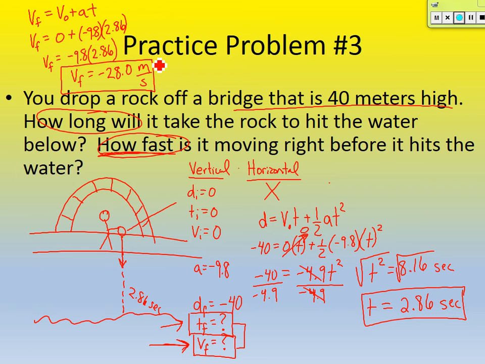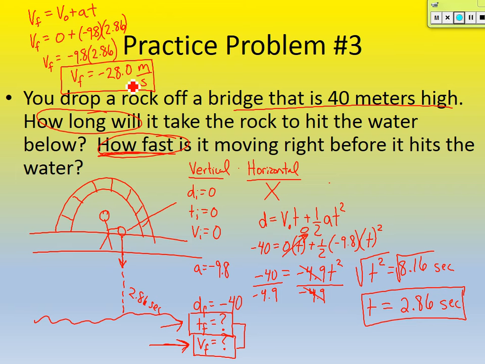So why is it negative? Well, the answer to that question is that it's going down. It has a negative velocity because the rock is traveling down. So kind of a cool problem. Hopefully you think that it's pretty cool. We just calculated how much time it's going to be in the air before it hits the water below. And we can calculate how fast it's going to be going when it hits the water, which is pretty cool with these equations.